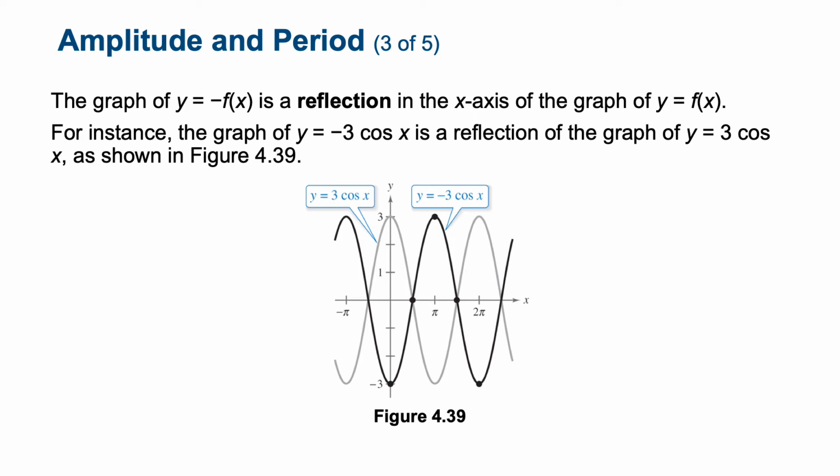If I was to find the graph of y equals negative 3 cosine x, this point right here gets reflected across the x-axis and now is -3. 0 stays at 0. At x equals pi, y for the gray, the original, will be -3. So the reflection of that will be +3, you see, and so on. So it's basically reflected across the x-axis.